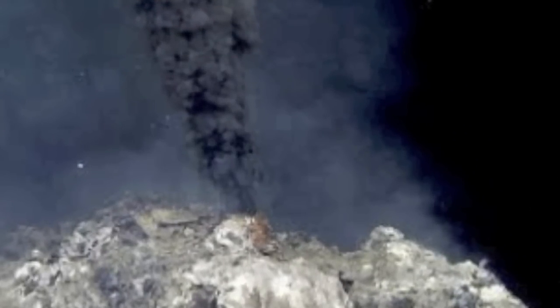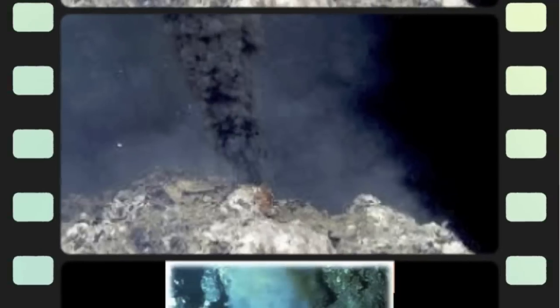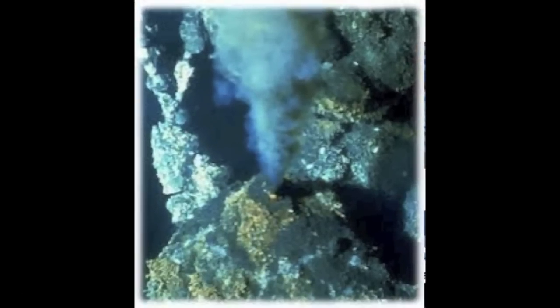Many factors trigger this reaction, one being the cold temperature, and another is the presence of oxygen in the water. Without oxygen, the minerals would never form. This leads to the formation of white and black smokers.